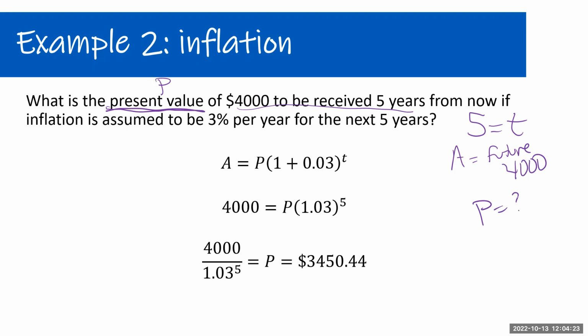Just like before, we can solve this out. There's a little bit of algebra involved. We have to isolate P, so we're going to divide out here. And we're going to see that P is 3450 and some change. So if you invested, let's say, 3450 at 3% per year for 5 years, at the end of those 5 years you'd have $4,000. In terms of inflation, if you had 3450 today, that would be worth the same as $4,000 in 5 years.